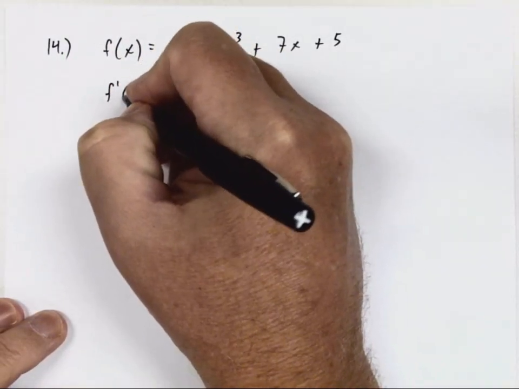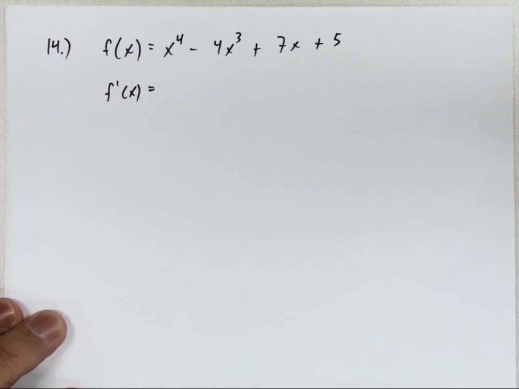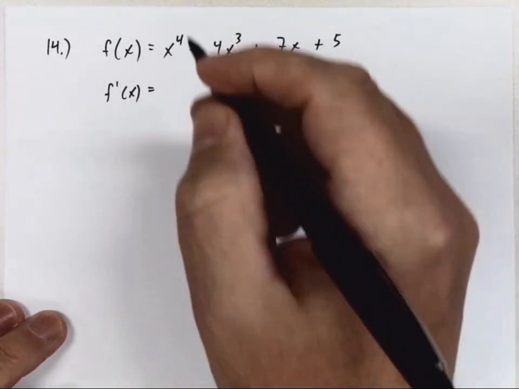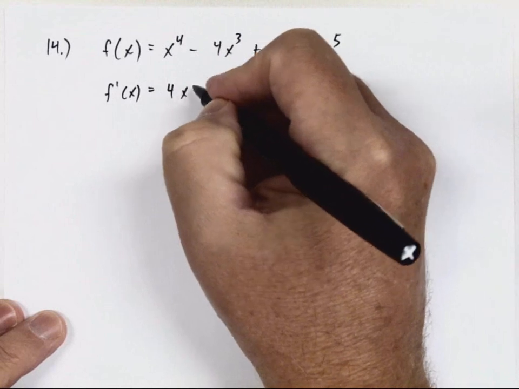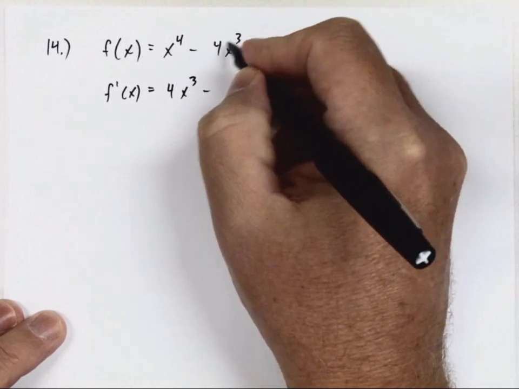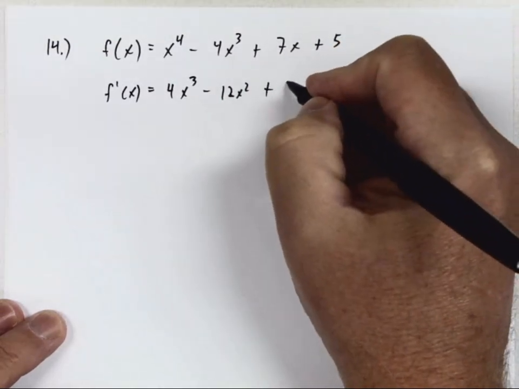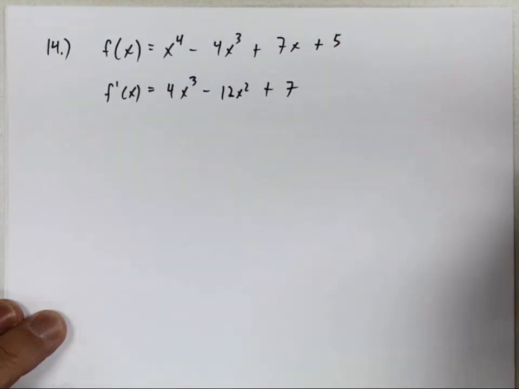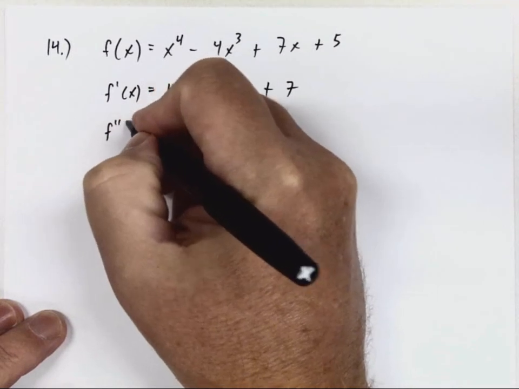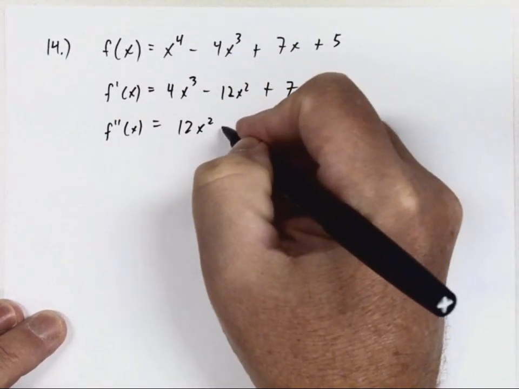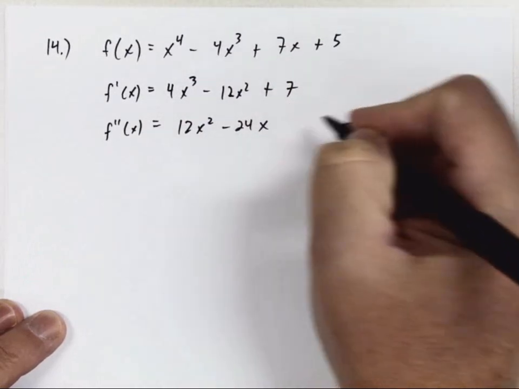Don't think this is horribly difficult, because it's very similar to what we've been doing with the first derivative. In order to get the second derivative, you have to take the first derivative first. So 4x cubed minus 12x squared plus 7. Now to take the second derivative, 12x squared minus 24x.